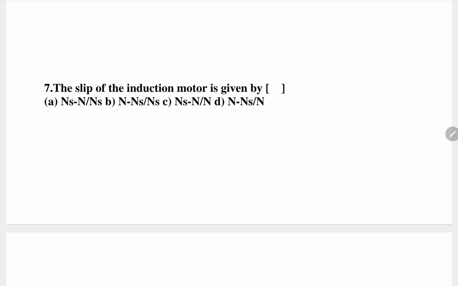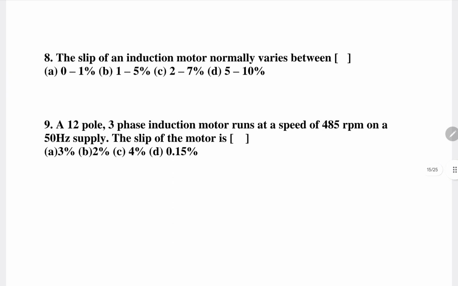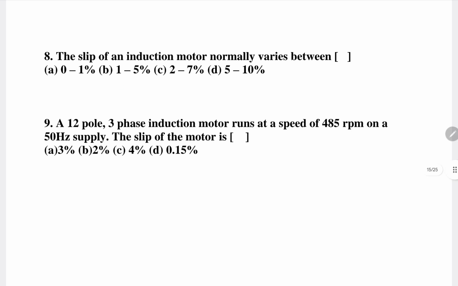Next, the slip of the induction motor is given by ns minus n divided by ns. Answer is A. Next, 8th question. The slip of induction motor normally varies in between... It is around 1 to 5%.